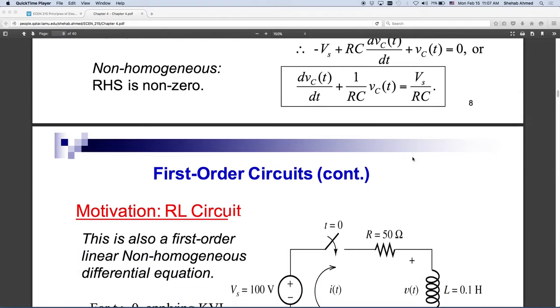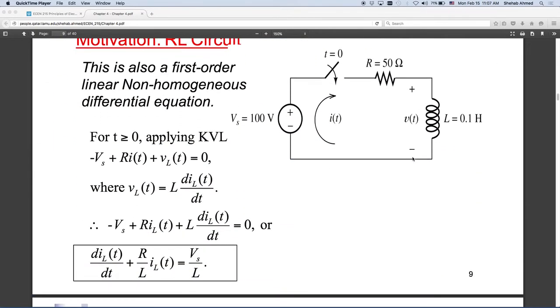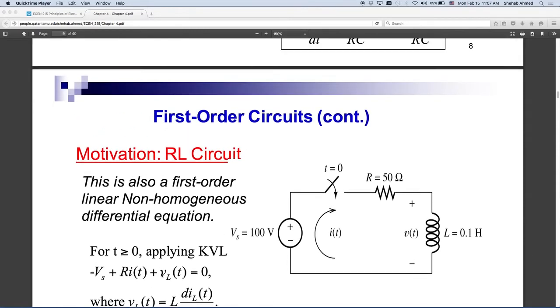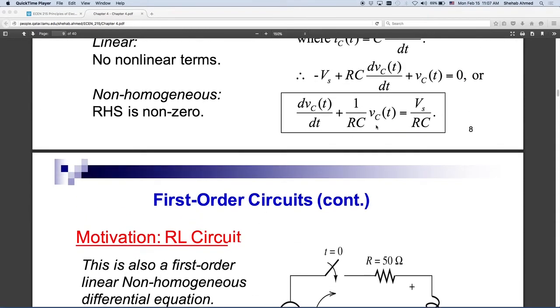So the equations are exactly the same format. If we now find the general way to solve an equation in this format, then we can just substitute the parameters and solve for I of t or solve for Vc of t with respect to time. That's the objective of the class.